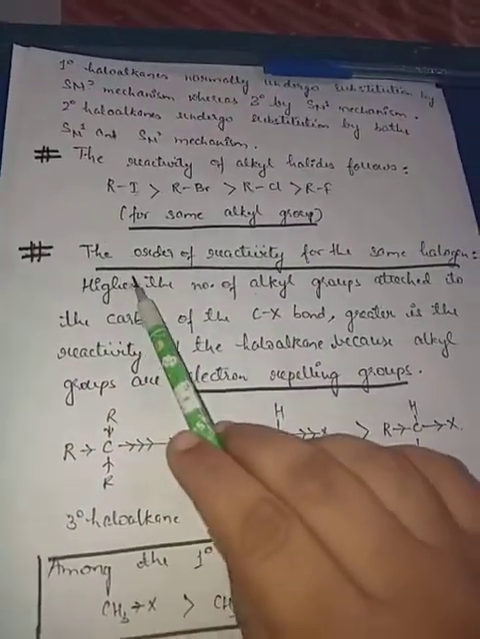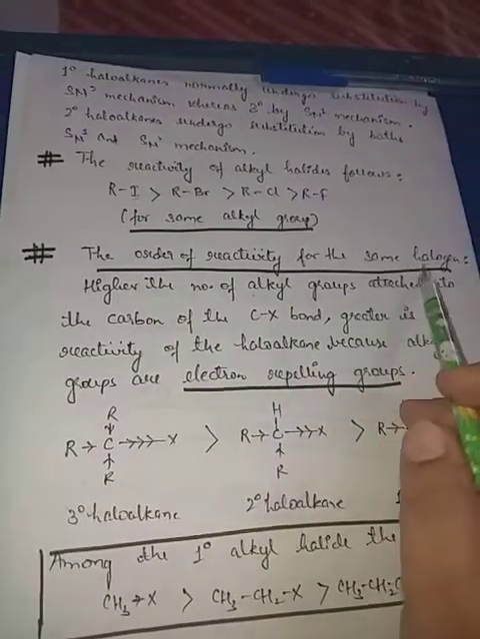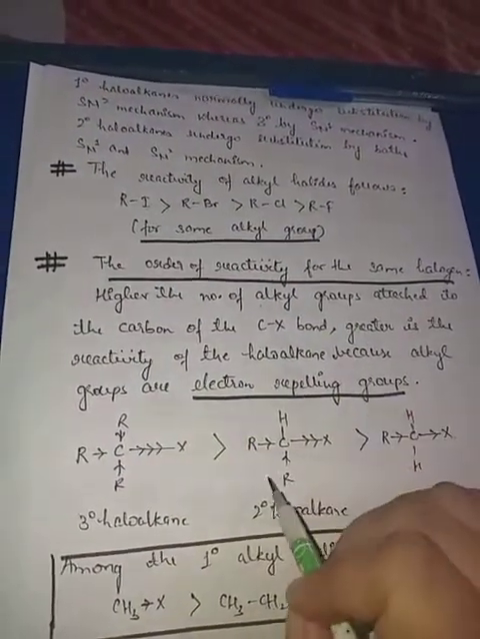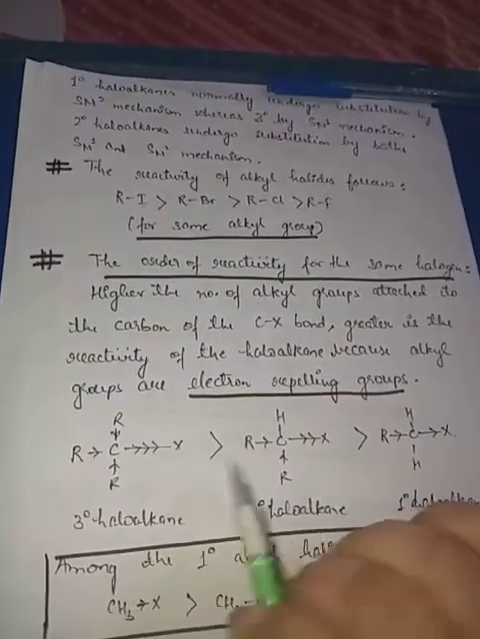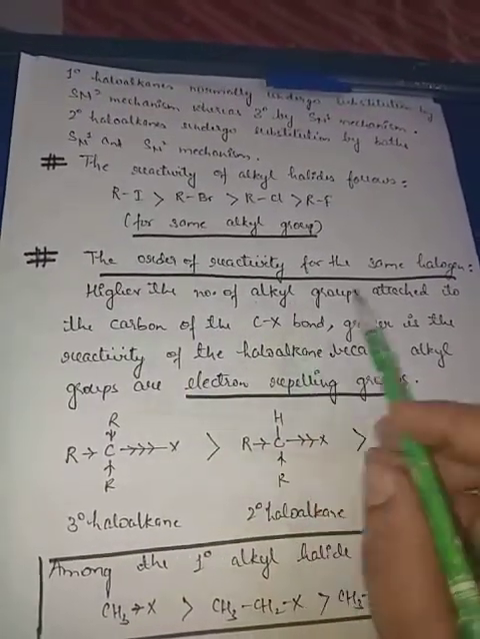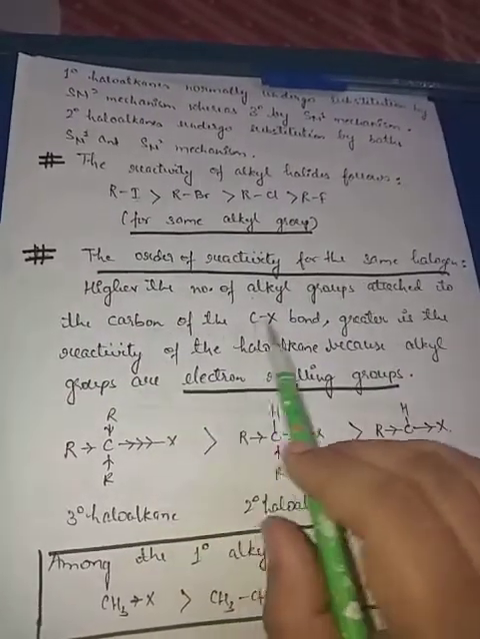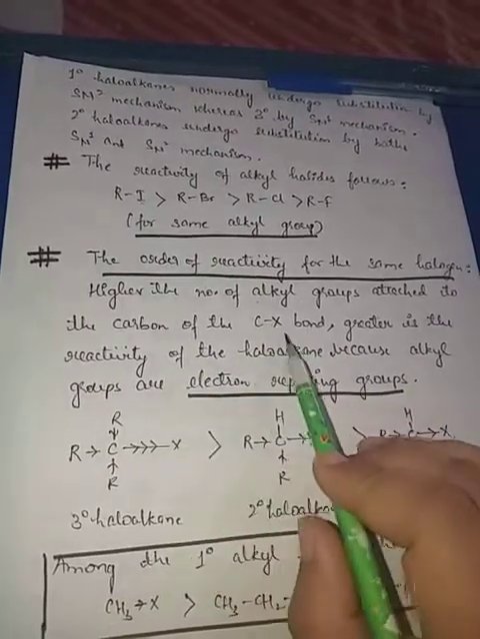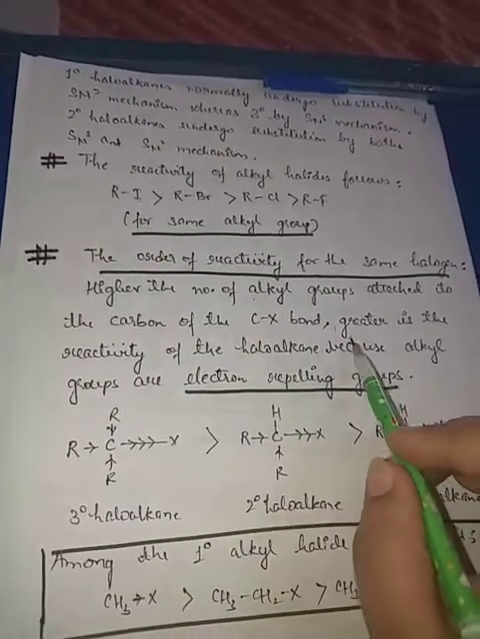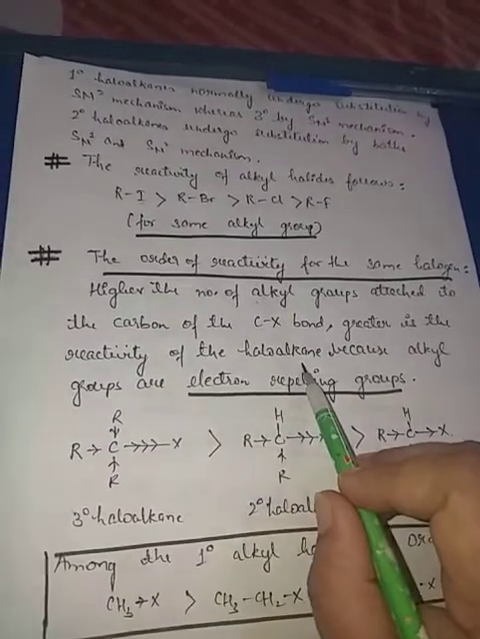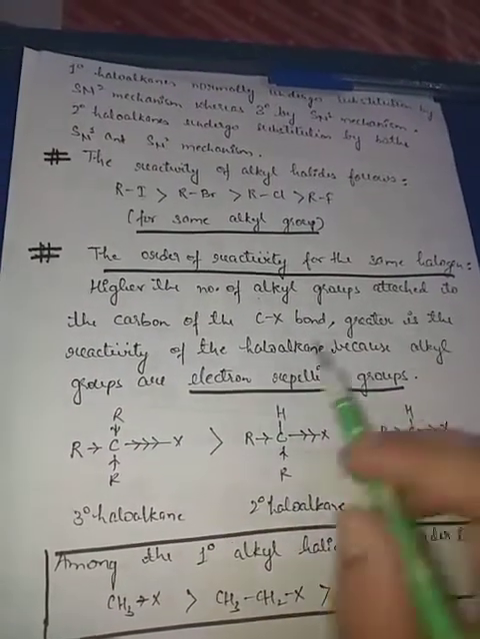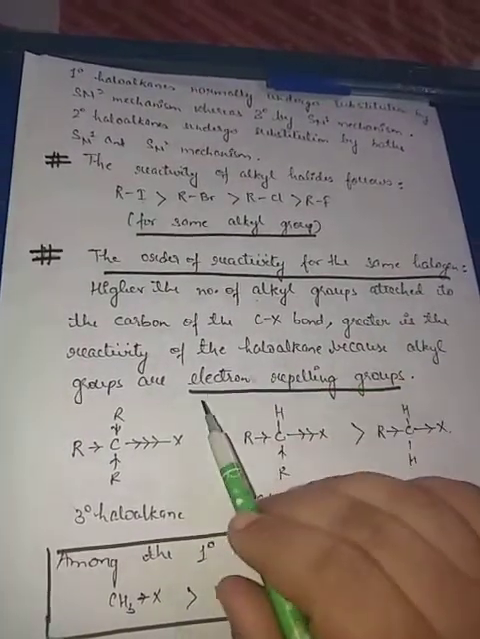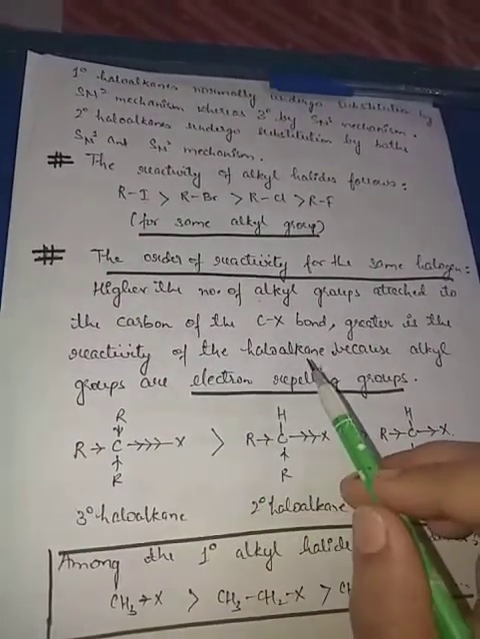Second is the order of reactivity for the same halogen. If the halogen is the same and the alkyl groups are different, what will happen here? The higher the number of alkyl groups attached to the carbon of the C-X bond, the greater is the reactivity of the haloalkane. Why is the reactivity greater? It means the halogen is leaving readily there.